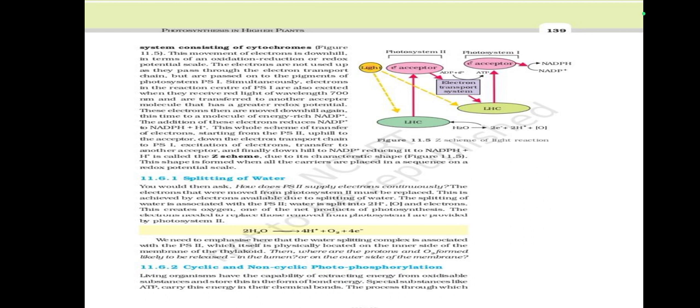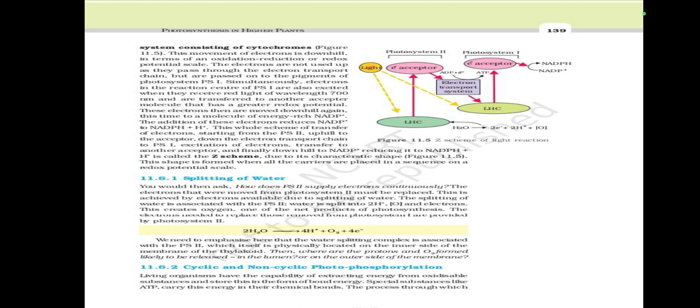Water is split into 2H+, O, and electrons. This creates oxygen, one of the net products of photosynthesis. The electrons needed to replace those removed from photosystem 1 are provided by photosystem 2. 2H2O then gives 4H+ plus O2 plus 4 electrons.